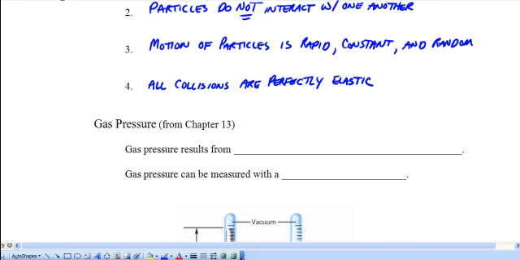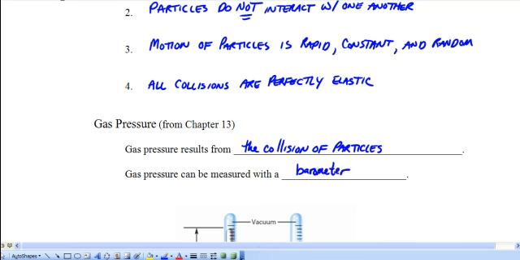So, you have to remember that gas pressure results from the collision of the particles, and we can say that it's the collision of the particles on the surface of the Earth, on the surface of an object, on the walls of a container. Whatever the case may be, the particles are hitting something other than just themselves. Okay? And you can measure this pressure with a device called a barometer.